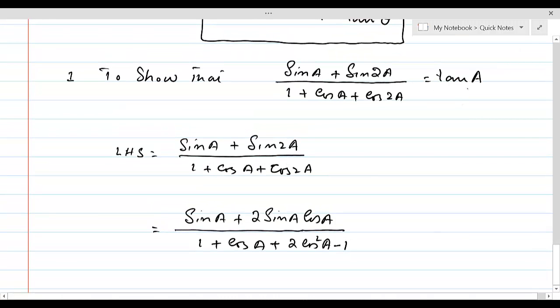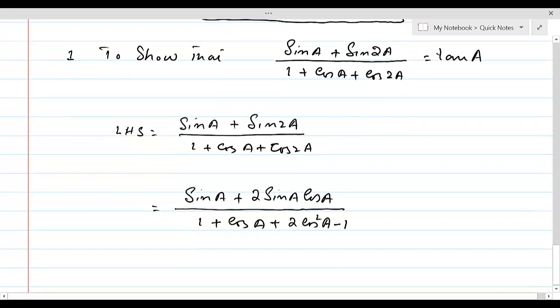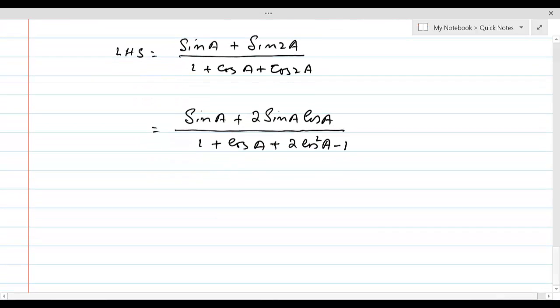a look at the right side, which we need to prove, tan a, and tan a is equal to sine a over cos a, which means that the denominator should preferably have cos. That's why we converted cos 2a in terms of cos, so that whatever cancellations take place, at least we will have cos in the denominator.